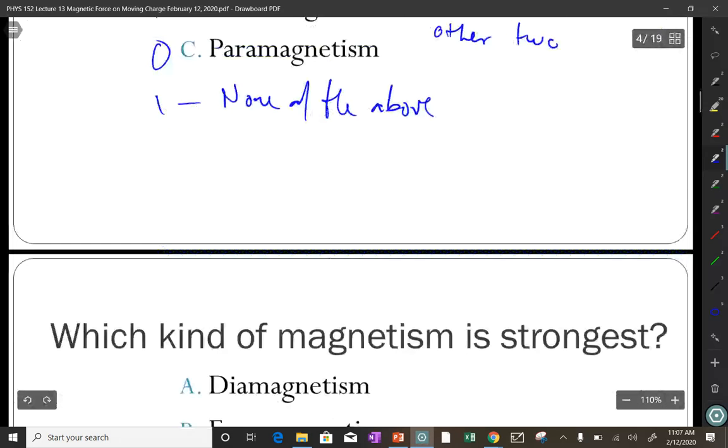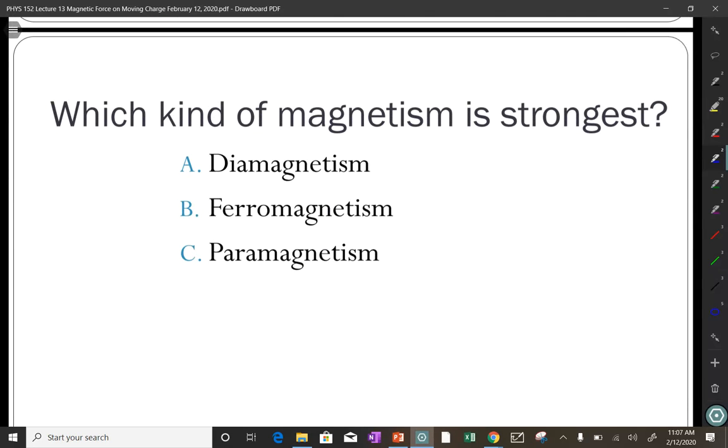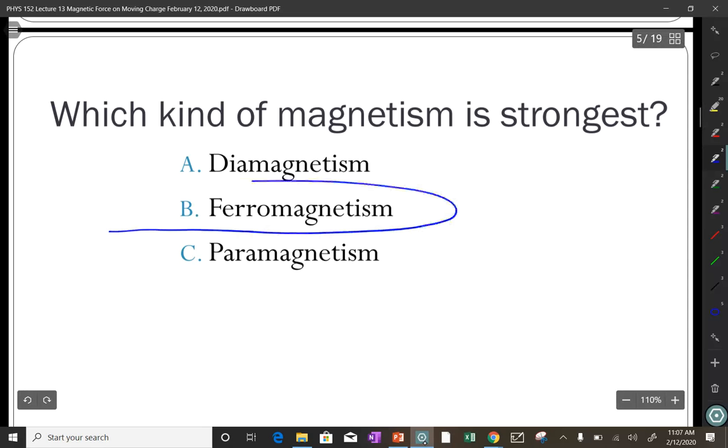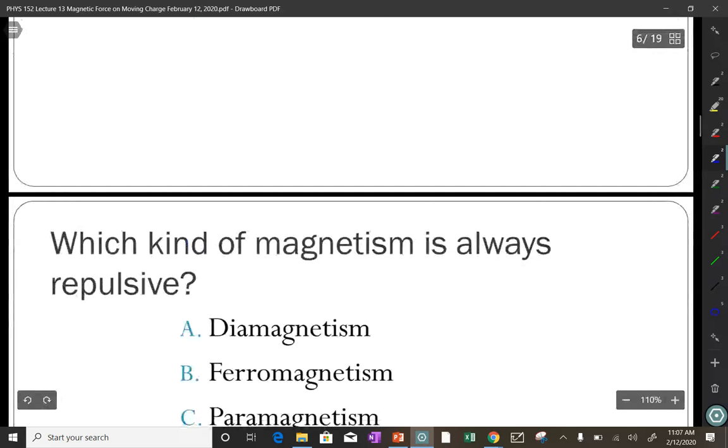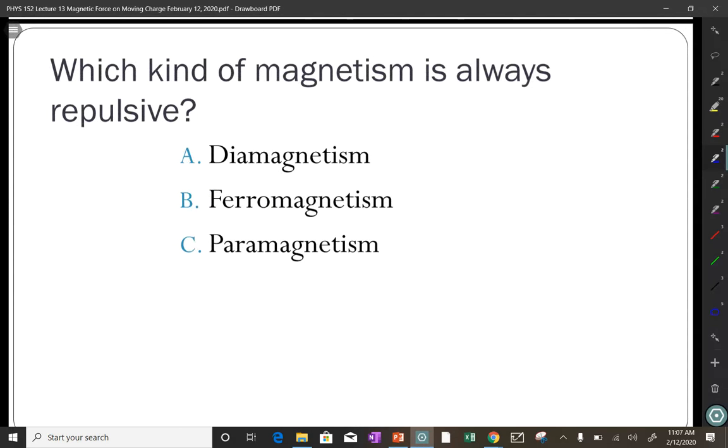Next question. What kind of magnetism is strongest? Nine, 10, everybody answered, and everybody answered correctly. Ferromagnetism, the kind of magnetism you see in iron, is the strong kind. And then our final question, what type of magnetism is always repulsive?